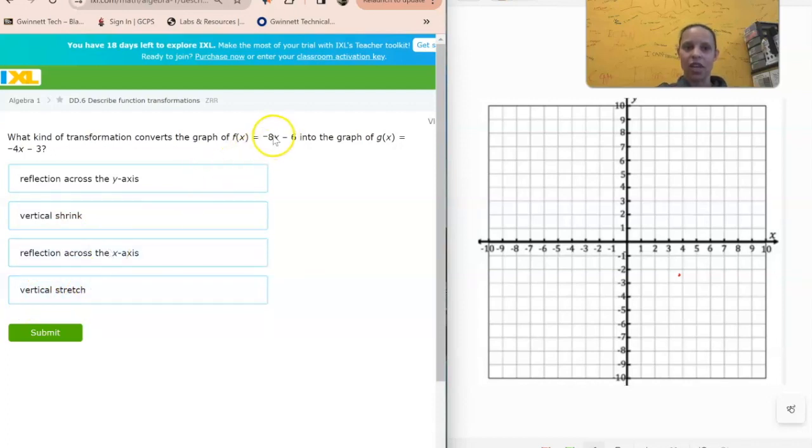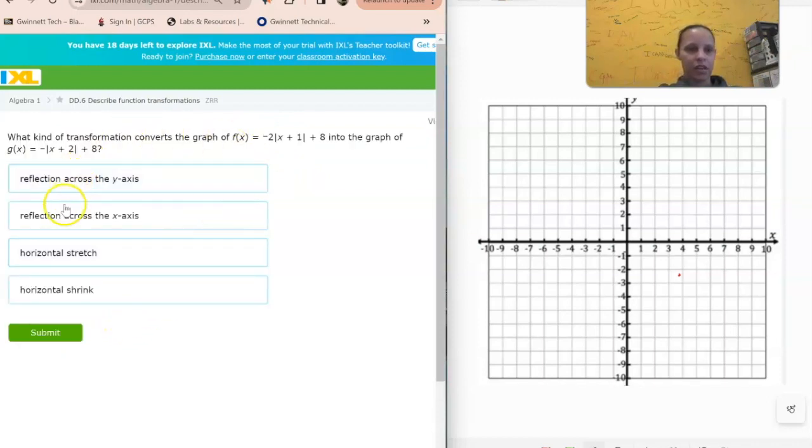So what did I do? If I went from 8 to 4, what did I multiply by? Did the number get bigger or did it get smaller? It got smaller because it went from 8 to 4 and it went from 6 to 3. So I multiplied by 1/2. So that means that it's a vertical shrink. So be careful. Do not think in terms of I divided by 2. Think multiply by 1/2.